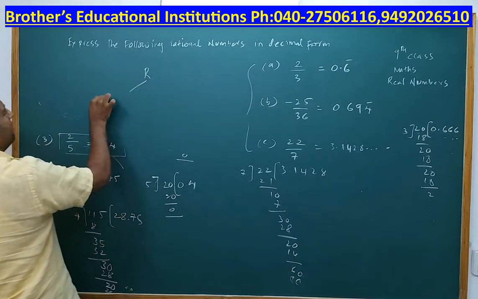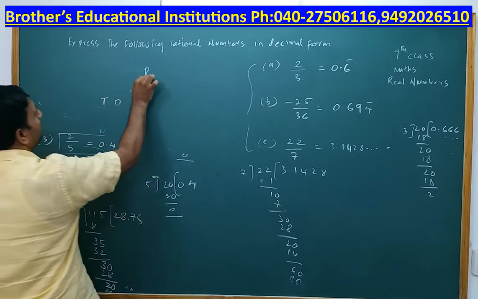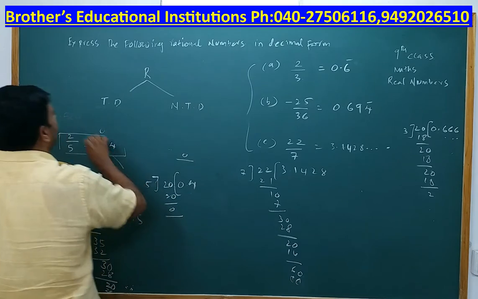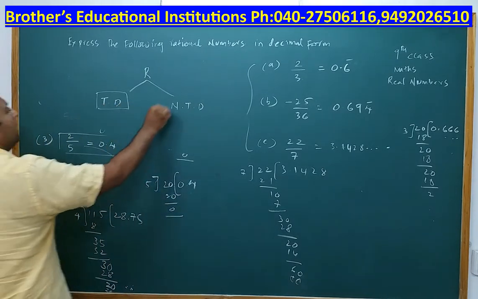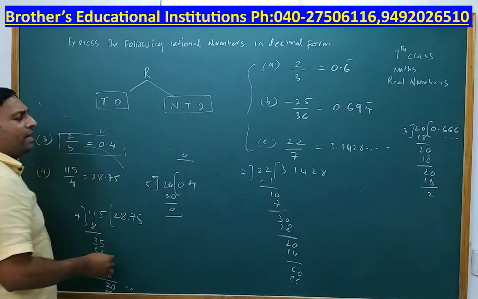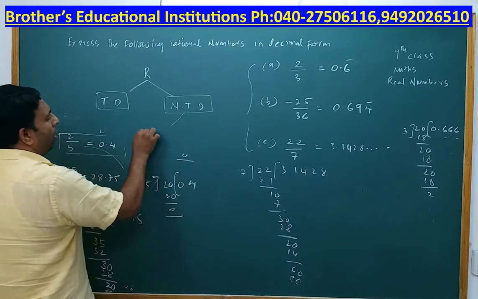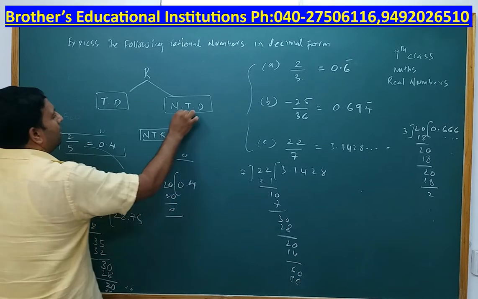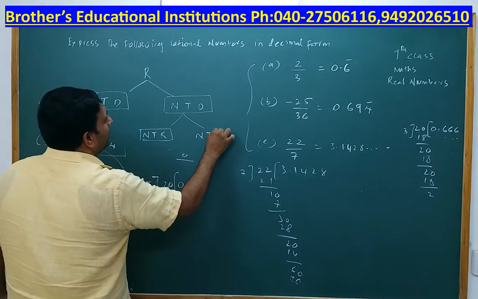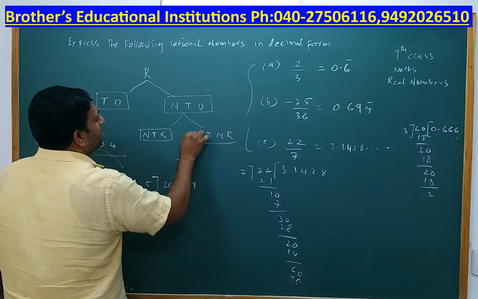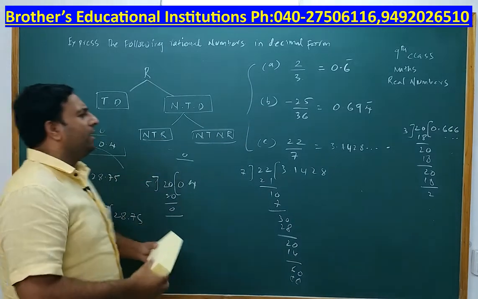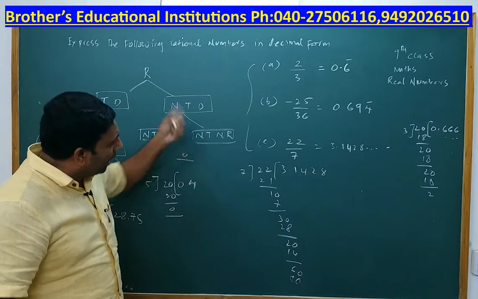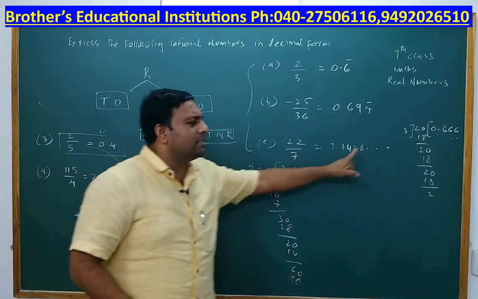A rational number can be a terminating decimal, or a rational can be a non-terminating decimal. And again, a non-terminating decimal can be categorized into two: non-terminating repeating decimal and non-terminating non-repeating decimal. Now, non-terminating repeating decimal is this, whereas non-terminating non-repeating decimal is something else. This is, I'll keep it to you.